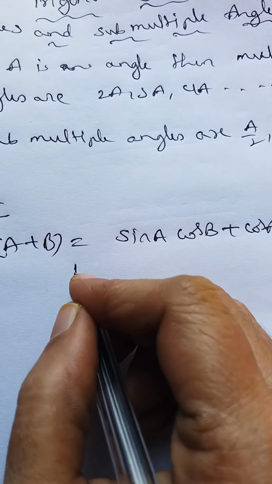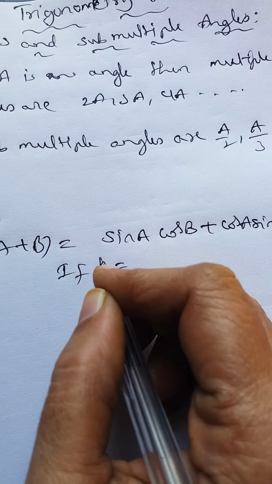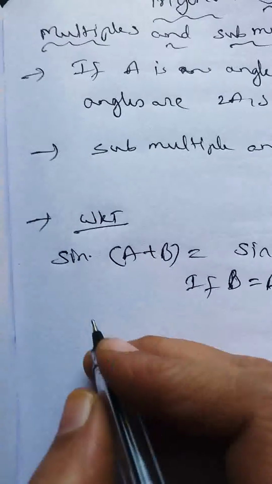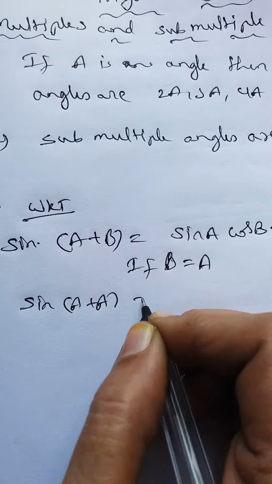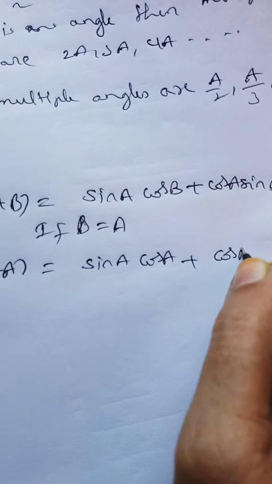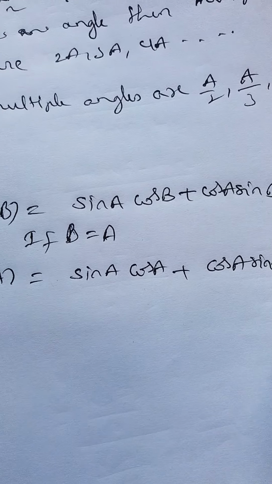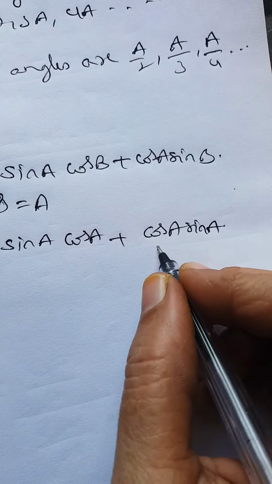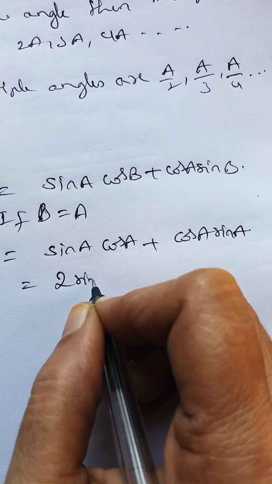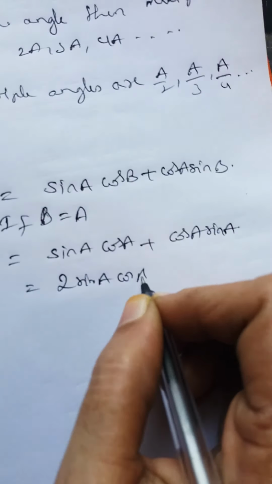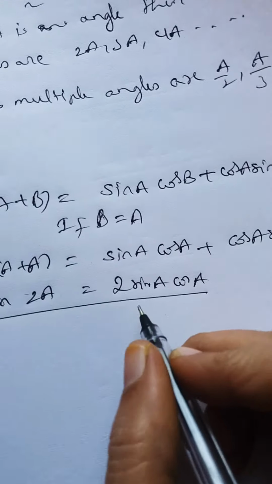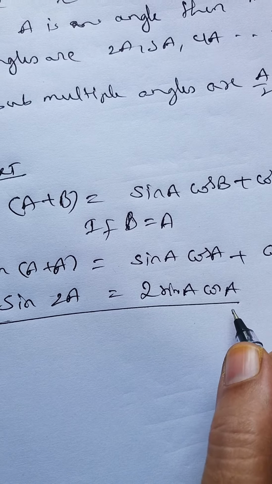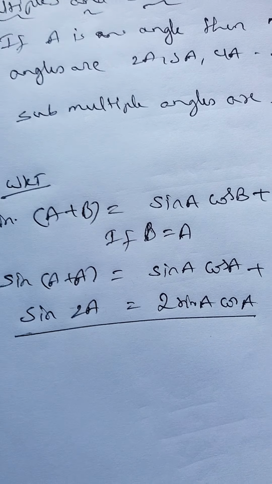Now, replace B with A. Put B is equal to A. Then we will get sin of A plus A is equal to sin A cos A plus cos A sin A. So, sin A cos A plus cos A sin A is nothing but 2 sin A cos A. So, this is the value of sin 2A. Sin 2A is equal to 2 sin A into cos A.